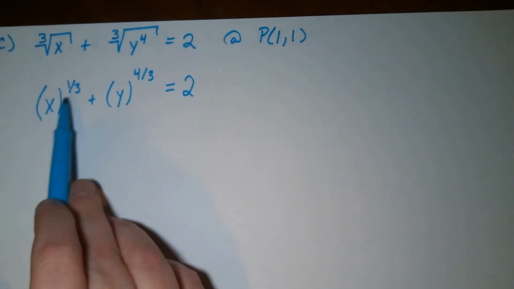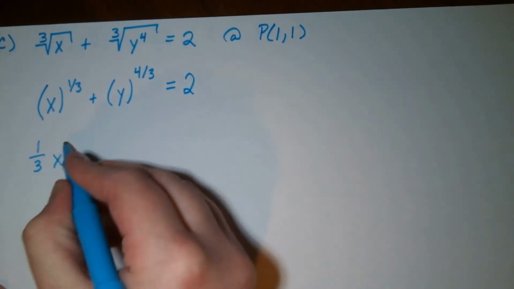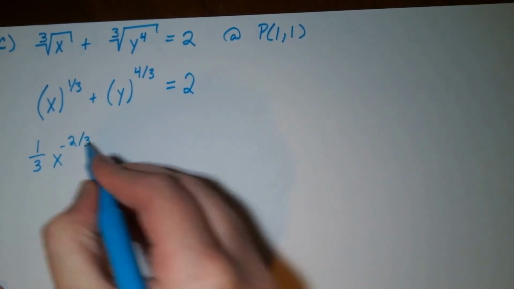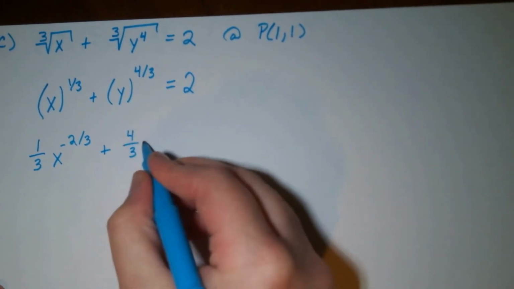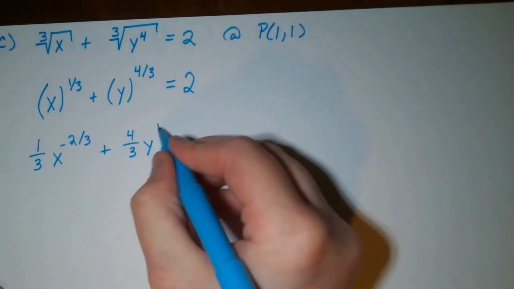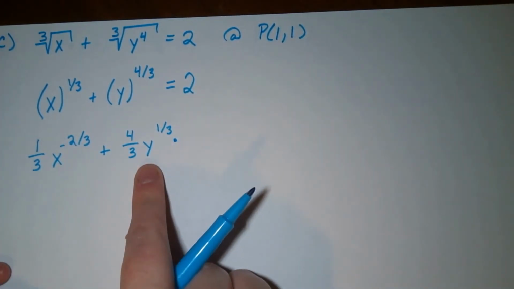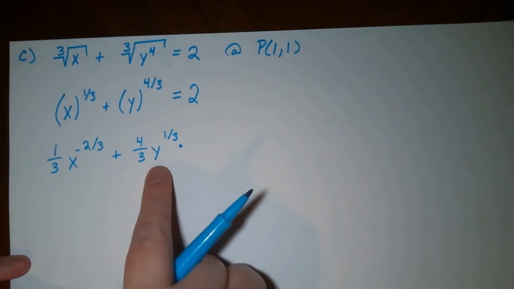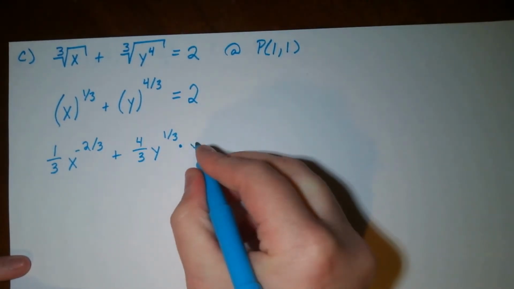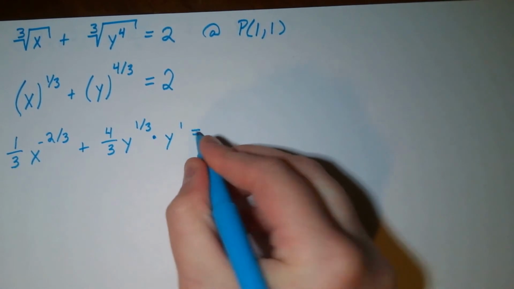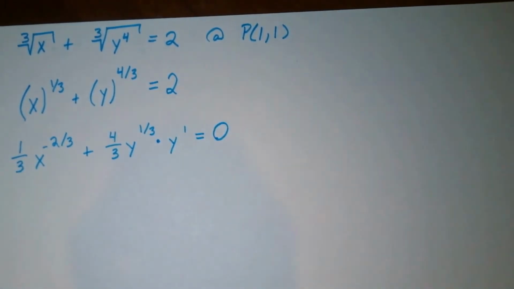So the derivative of x to the 1/3 is going to be 1/3 x to the negative 2/3 plus, this is going to be 4/3 y to the 1/3. And don't forget, whenever we take the derivative with respect to y, to change that so that it's actually the derivative with respect to x, we need to multiply by that y prime, equals, and the derivative of 2 is going to give us 0.